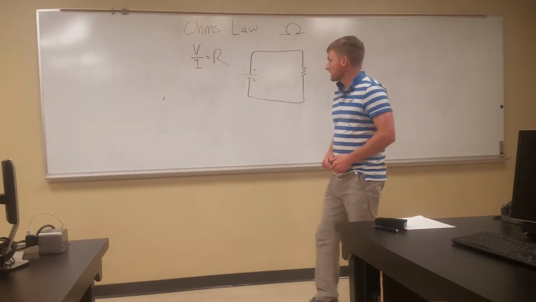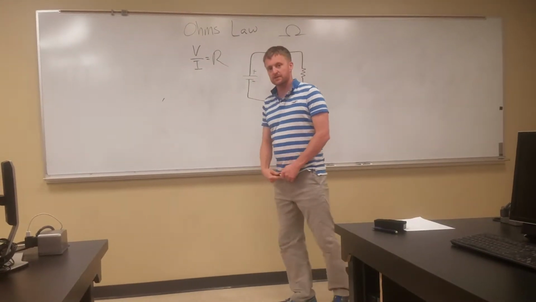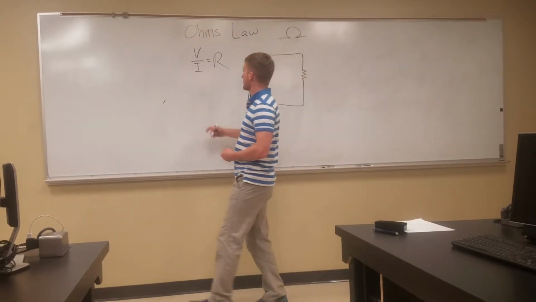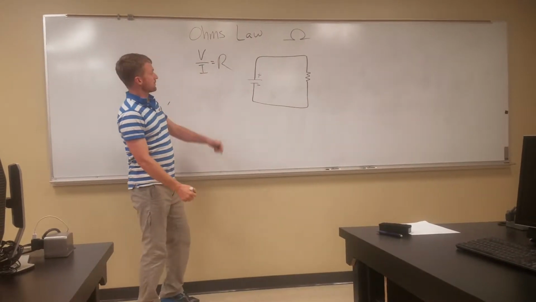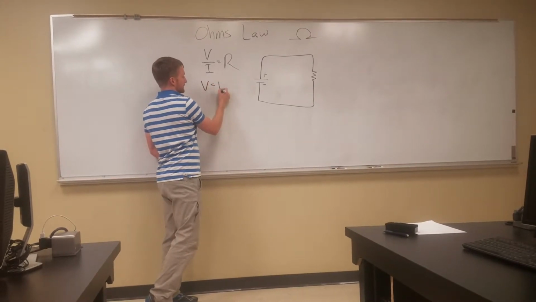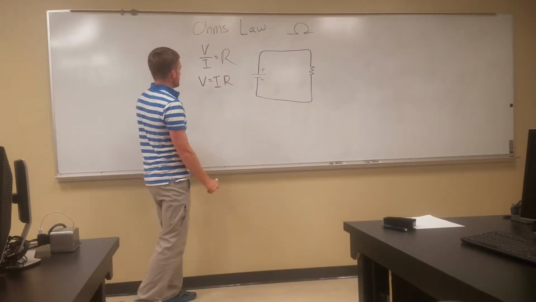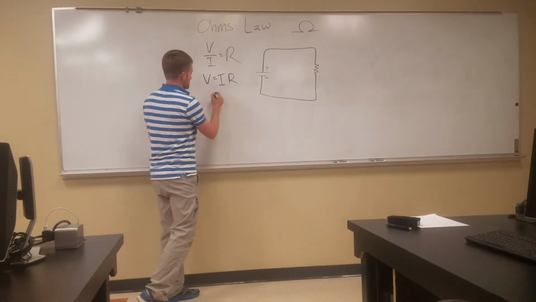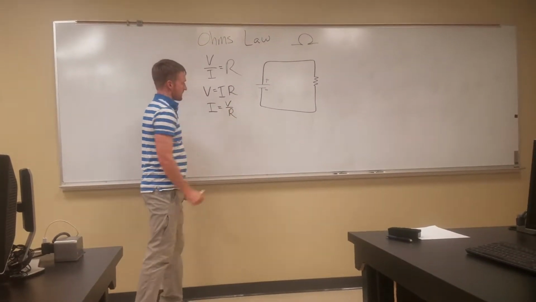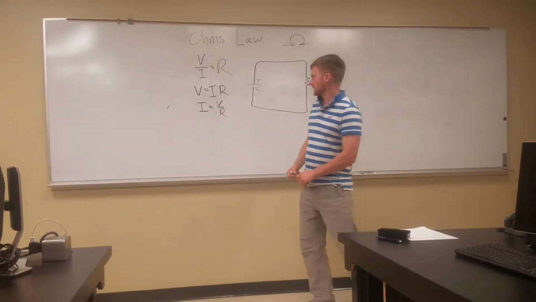So Ohm's law defines resistance as voltage divided by current. There are several different ways we can turn this around. How do we set this equal to voltage? Voltage is equal to current times resistance. And equally, we can set it equal to current as well. Current is equal to voltage divided by resistance. Those are the three ways you can turn this formula around.